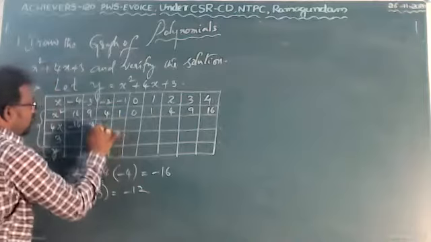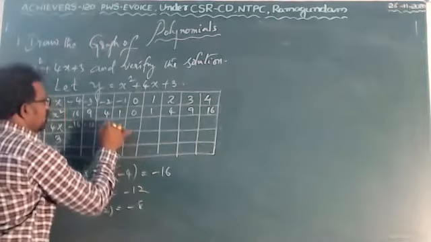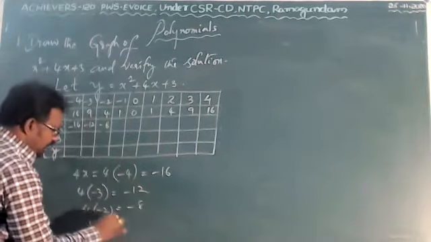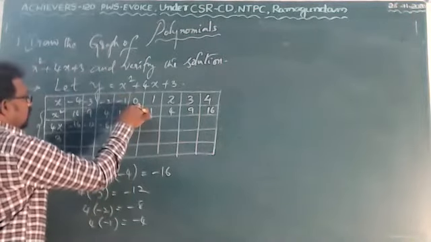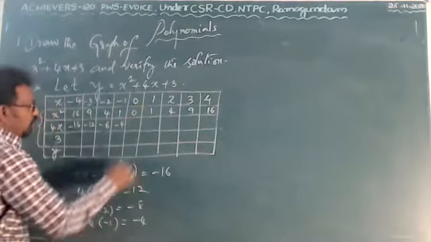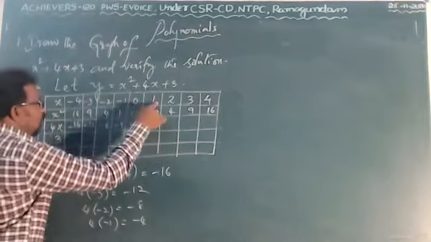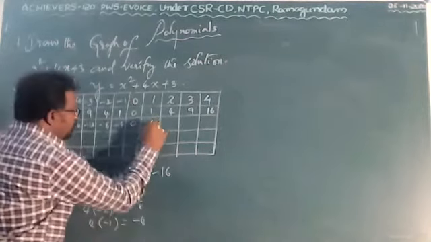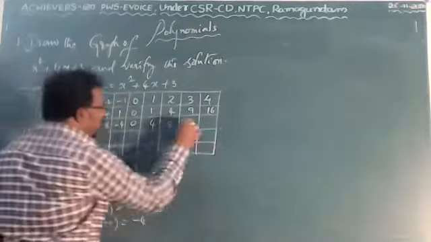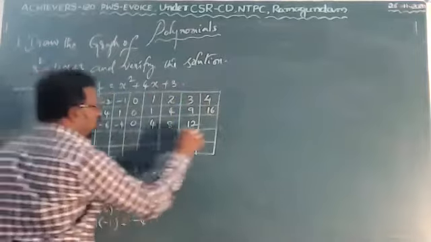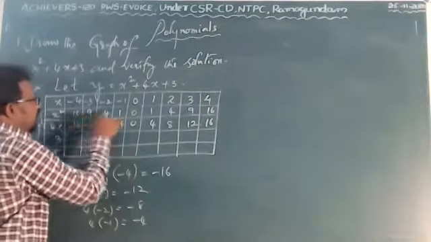Sorry, 2 fours are 8. 2 fours are here. 4 into minus 1, minus 4. 0 into 4 becomes 0, here the x value is 0. Then x value is 1: 4 into 1, 2 into 4, 3 into 4, 4 into 4. But here see, here is the change. Here there are no changes.